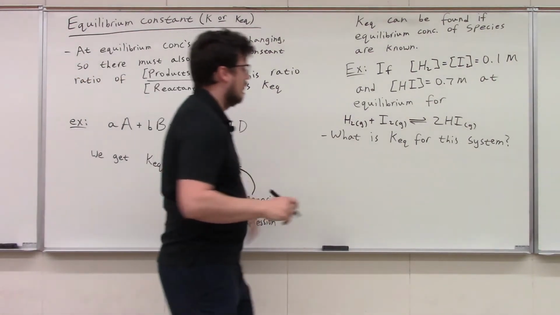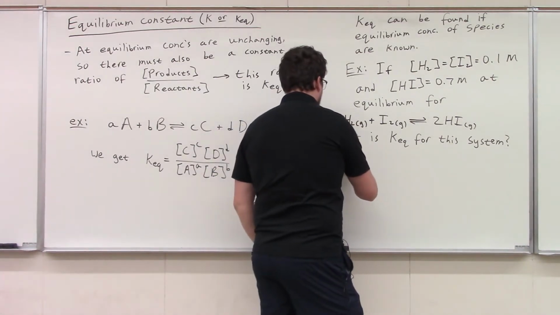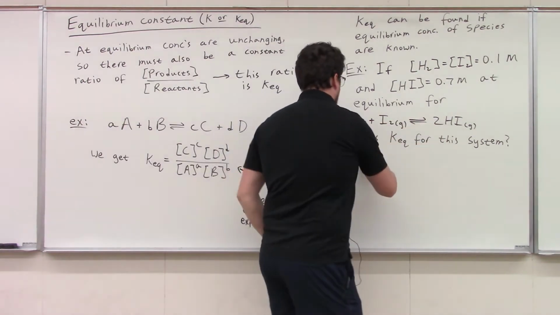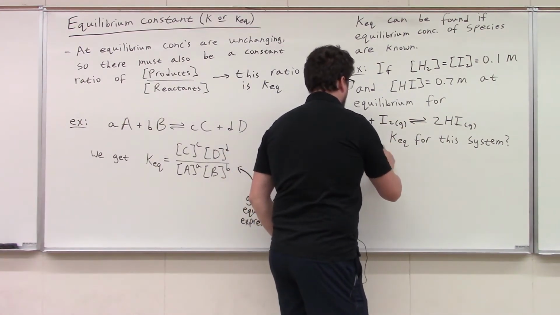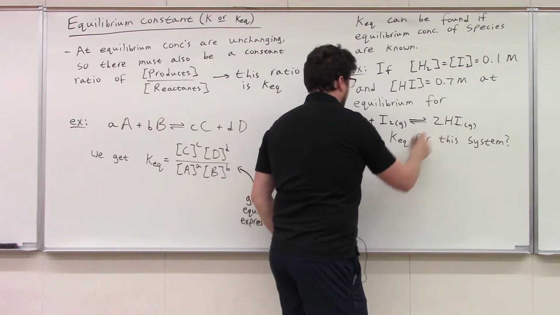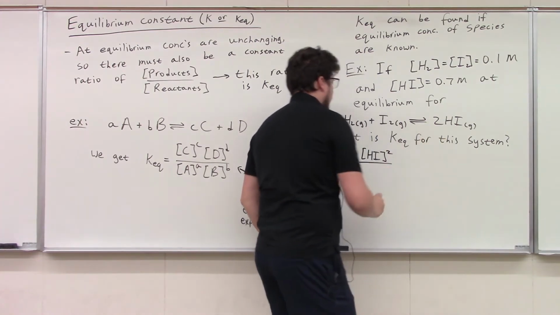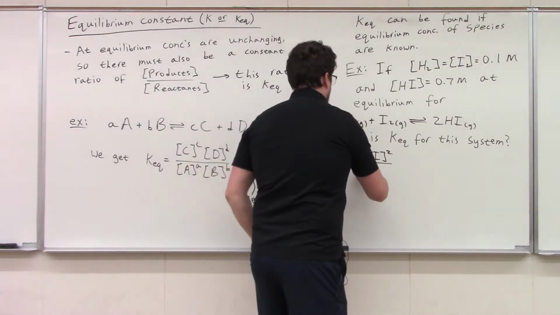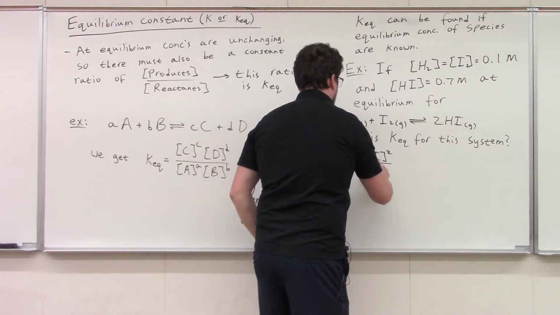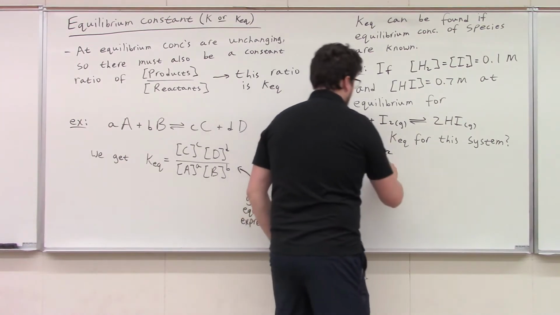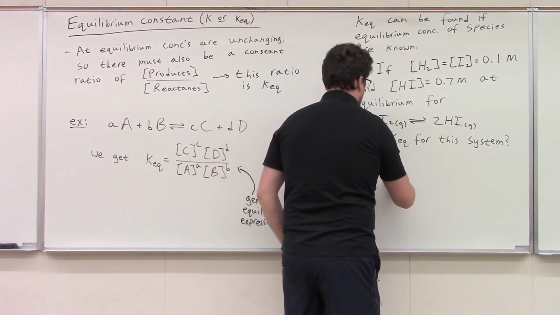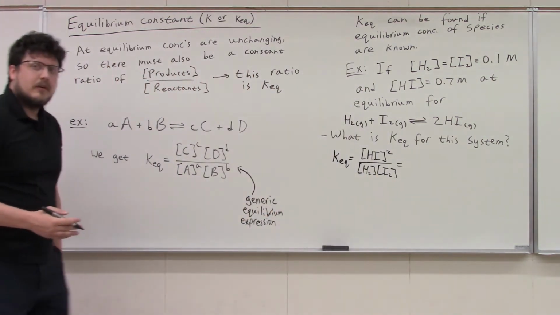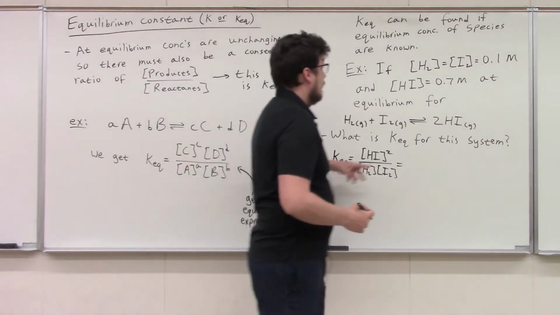So first, let's just write the general expression. KEQ is going to be products. Well, I have two HI, so it'll be the concentration of HI, and then I have to square it. All right, that's all my products. So now I divide by reactants. There's only 1 mole of H2 involved, so that's just the concentration of H2. Only 1 mole of I2 involved, so it's just the concentration of I2. And I know what all those concentrations are at equilibrium, so I just plug these numbers in.